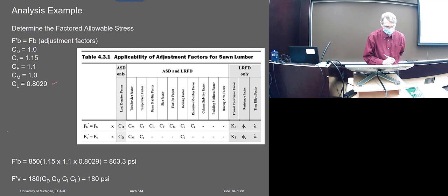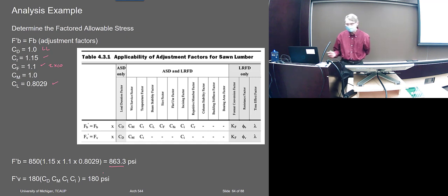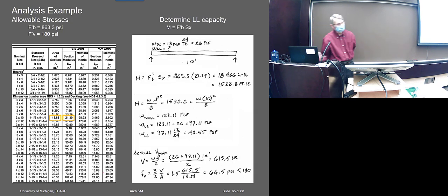There's the CL we just calculated, no moisture. This one we did for the 2x10. Repetitive it is, and this is for live load. Okay, so we got all those, multiply those through, get our allowable bending, and now we want to calculate the moment based on that stress, right?